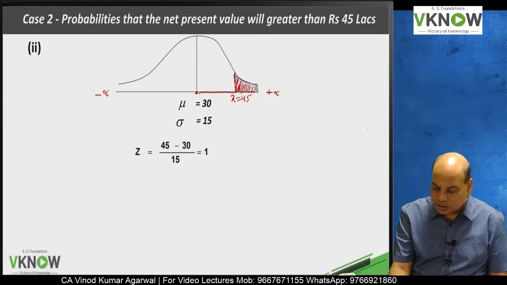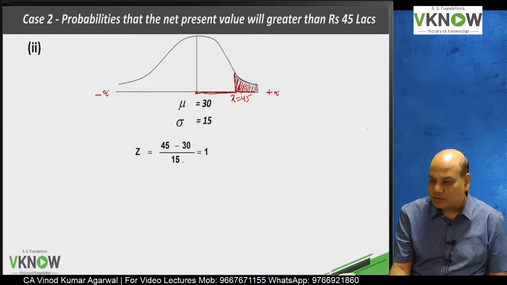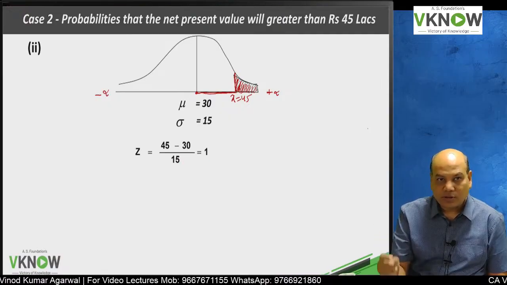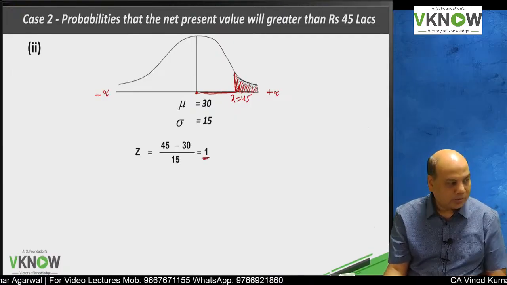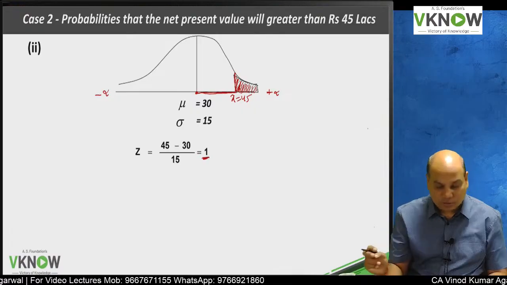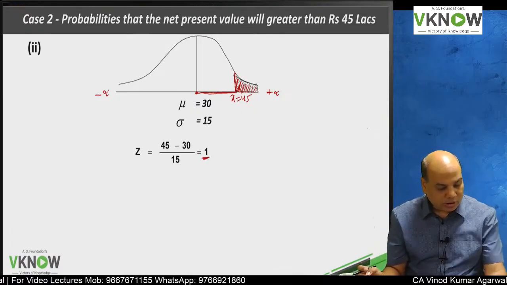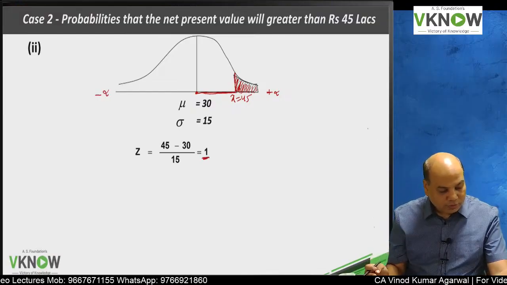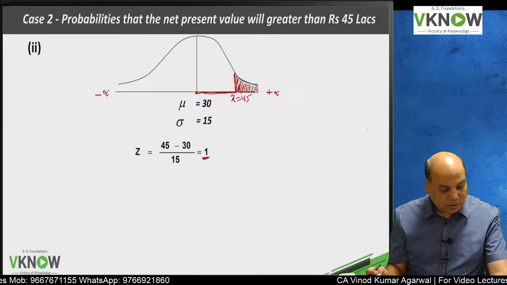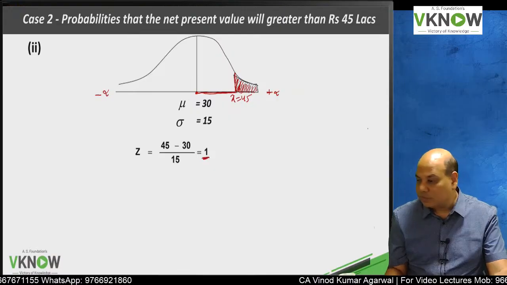How far are you from the mean per unit of standard deviation? And the table gives you the probability of that. So this is 1, this is 1. Now you come to the normal distribution table. In that column x, you will find 1 after 10 or 11 lines, and next to that 0.34134 is there.